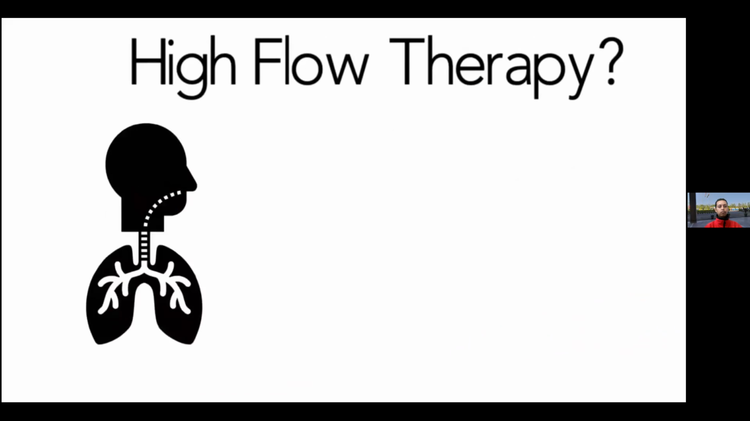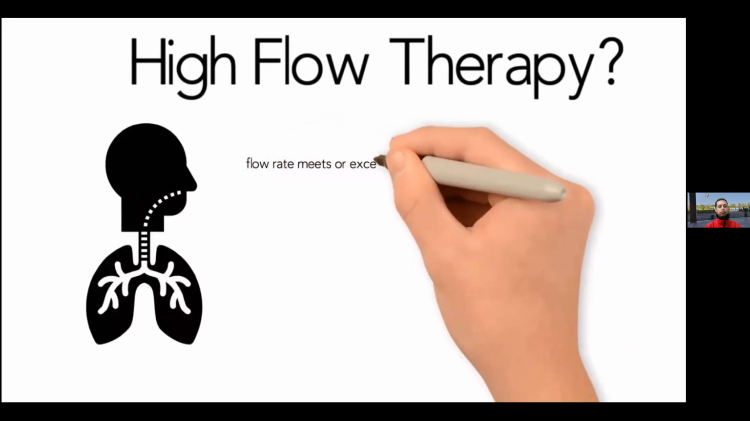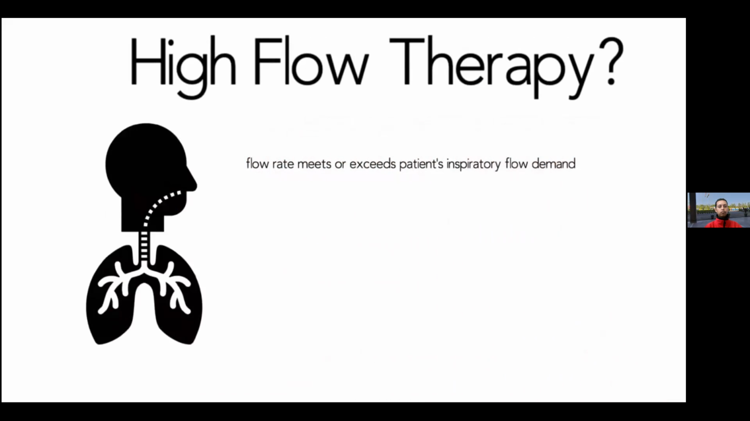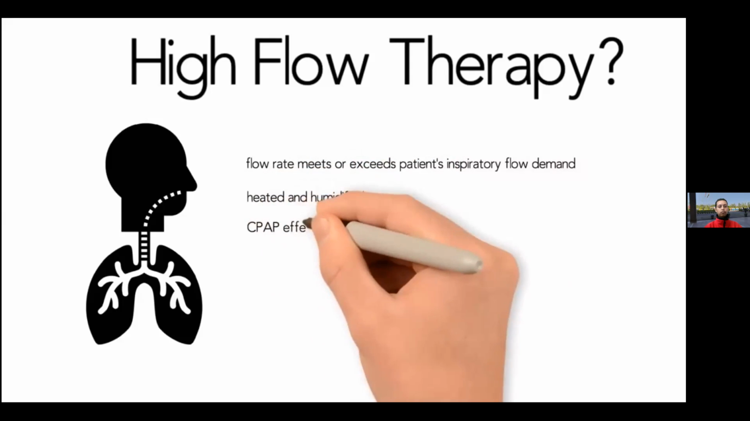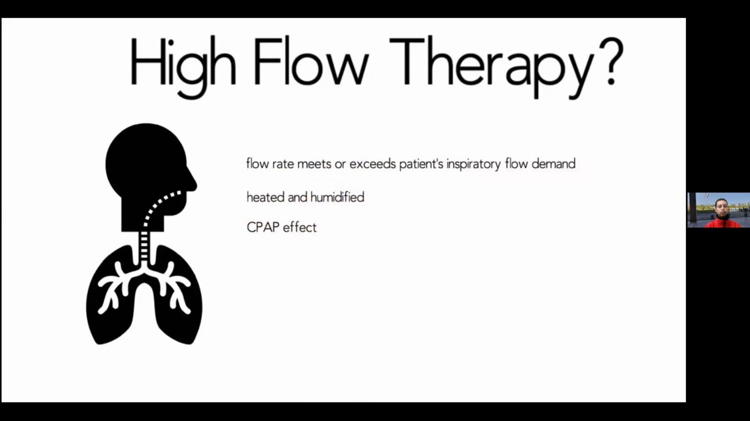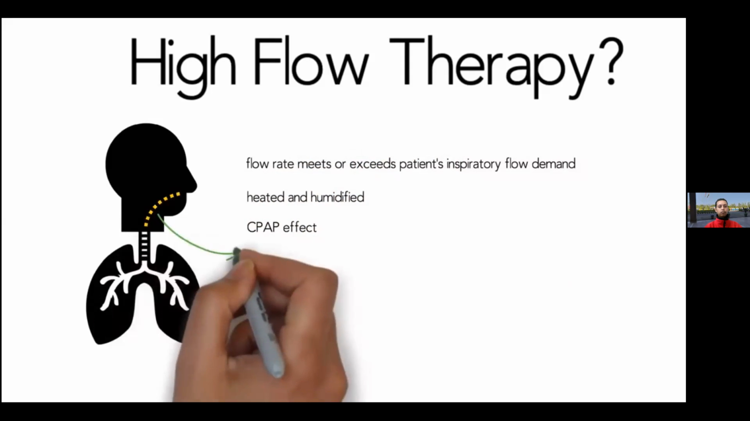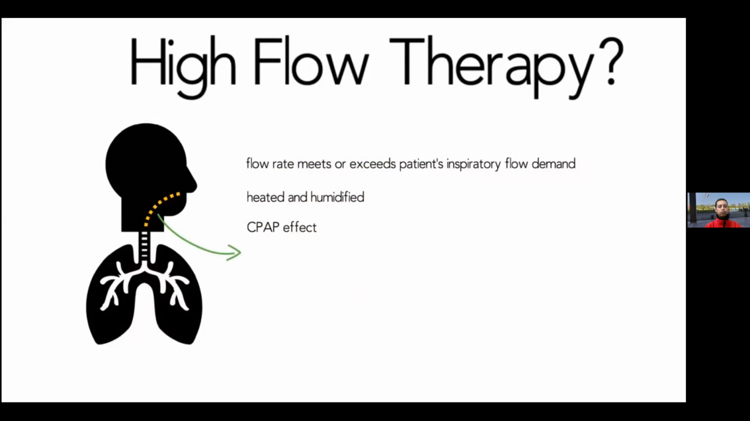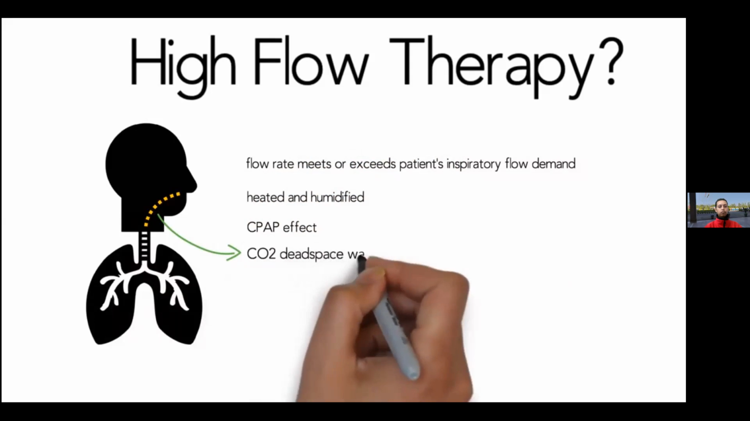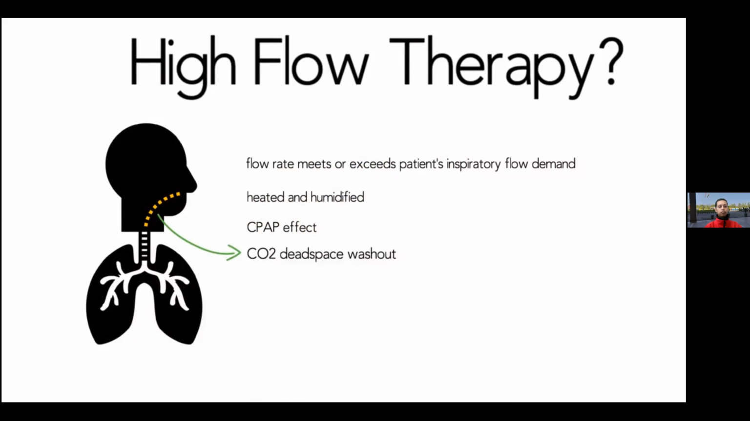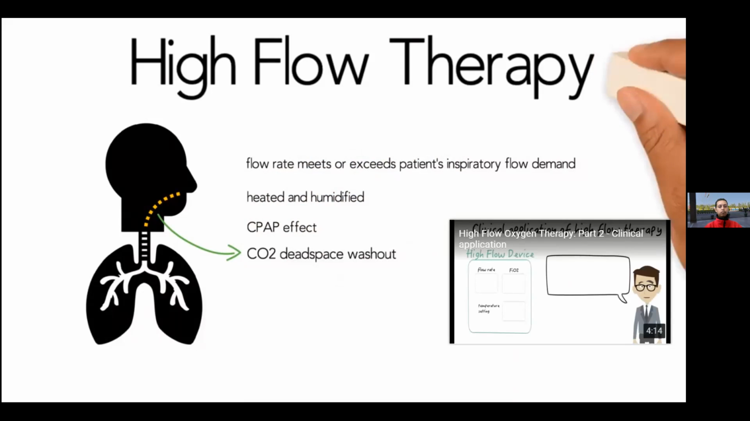High flow oxygen therapy usually delivers oxygen at a flow rate equal to or higher than the patient's actual inspiratory flow rate. It should be heated and humidified for patient tolerance, and depending on the flow rate and the seal around the nose and mouth, high flow oxygen may create a CPAP effect, although we don't know exactly how much. It also may wash out some CO2 that is in the upper airway, which is often referred to as CO2 dead space washout. But again, we don't know exactly how much. So that's your quick introduction to high flow therapy.